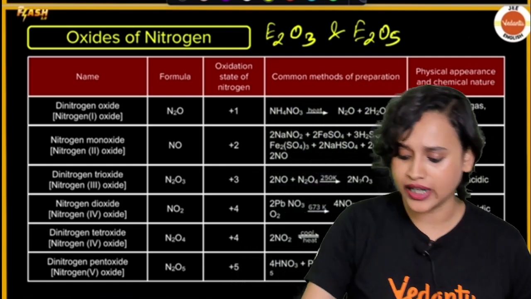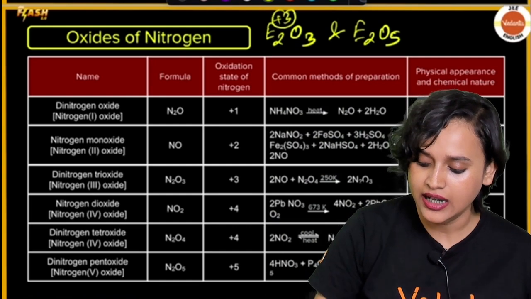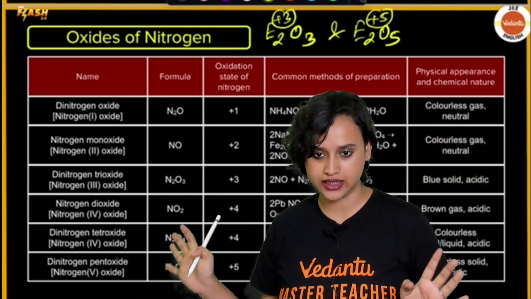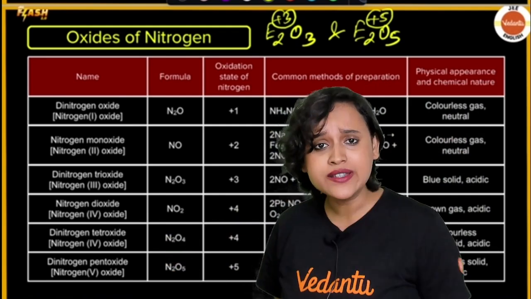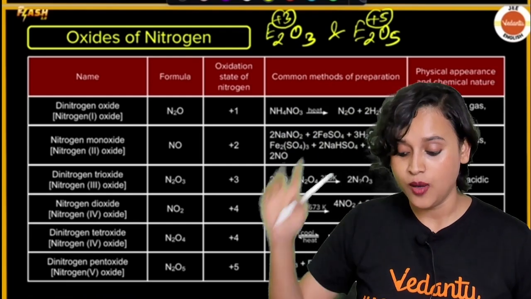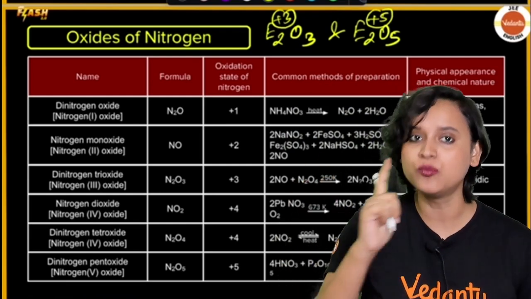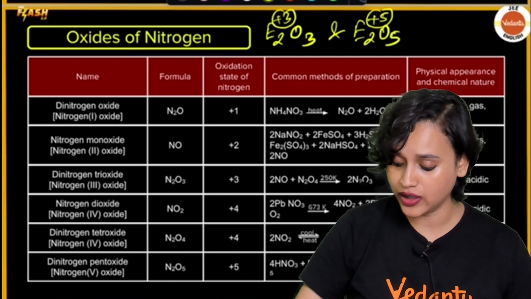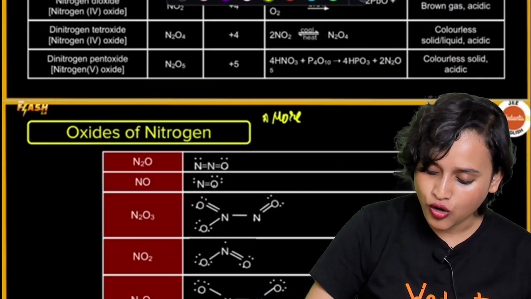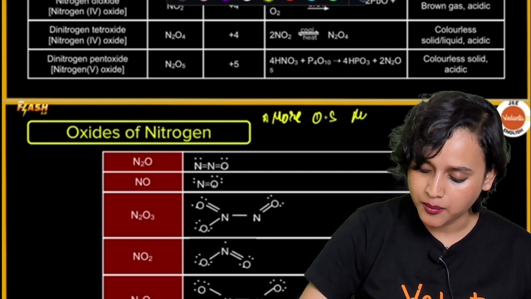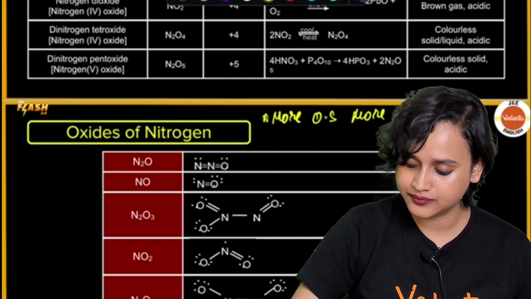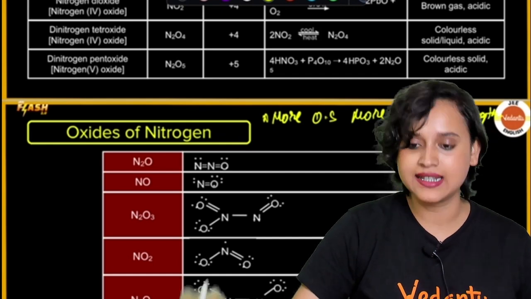Now in E2O3, their oxidation state is +3, and in E2O5, their oxidation state is +5, which I'm sure you would have gathered. More is the oxidation state, more is the acidic strength. Remember it. I said that more oxidation state, more acidic strength.